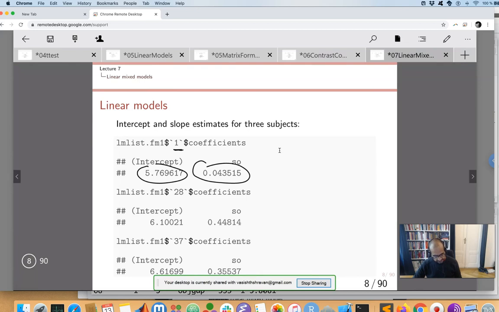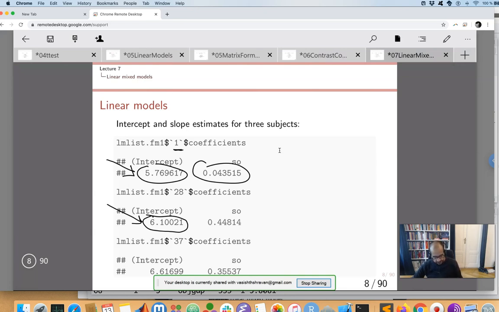For subject 28, what you notice is that the subject has a different intercept. So this subject 28 is much slower on average compared to subject 1. How do I know that these are average reading times? Why am I saying that the intercept is representing the average reading times? Well, the reason is that I have some coding. Some coding makes sure that the intercept represents the grand mean. So what I can see here already is that subject 28 is much slower than subject 1 on average.